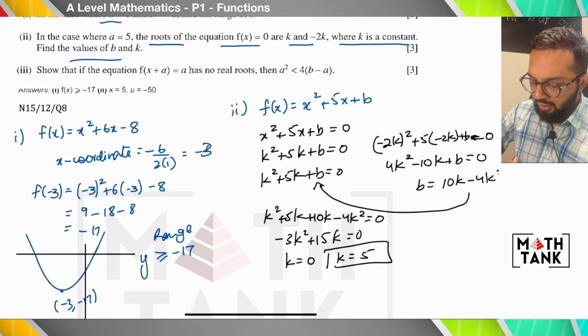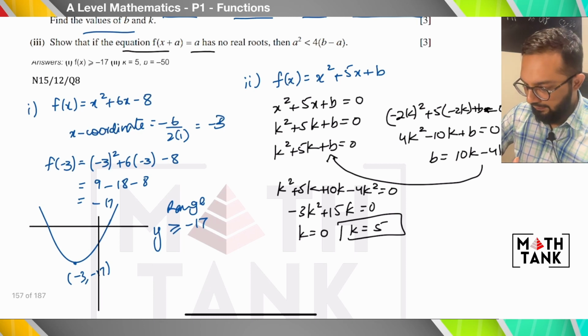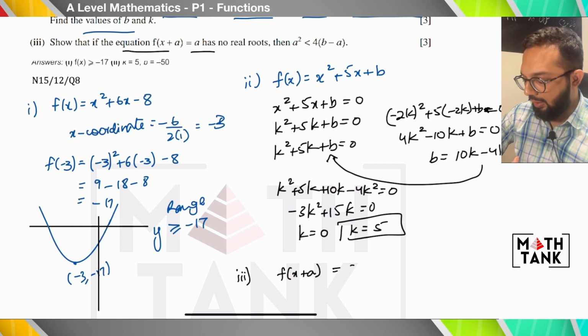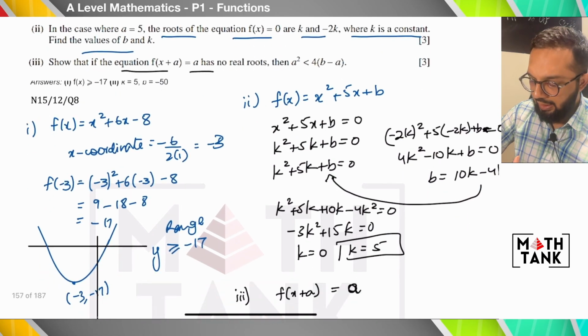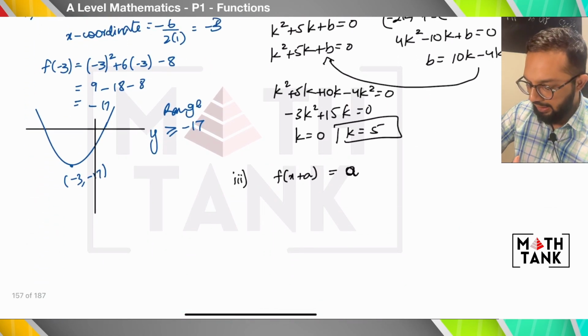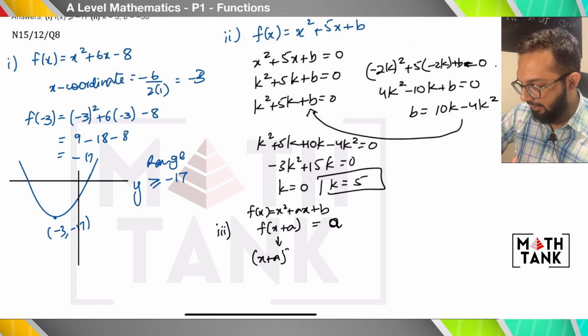Show that if the equation f of x plus a equals a has no real roots, then b squared minus 4ac is less than 0. Okay, so f of x plus a equals a. Now how do I find f of x plus a? In the expression x squared plus ax plus b, I'm going to replace x with x plus a. So I'm replacing x with x plus a: x plus a whole squared plus a times x plus a plus b equals a.